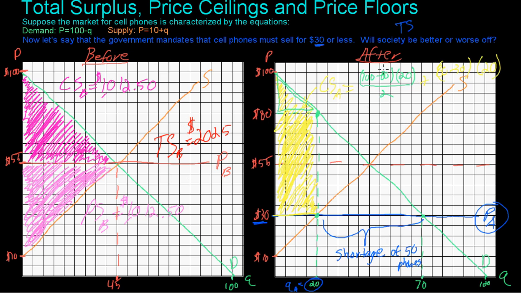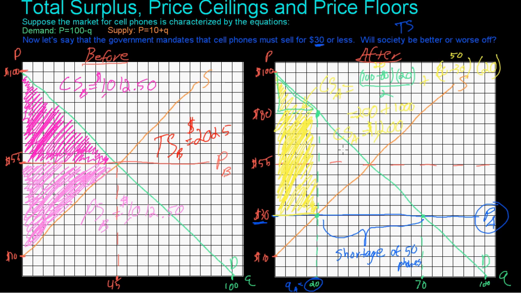So 100 minus 80 is 20, and 20 times 20 is 400, divided by 2 is 200. So this is equal to 200, plus then 80 minus 30 is 50. 50 times 20 is going to be 1,000, so we have 200 plus 1,000. So we have consumer surplus after is equal to $1,200.